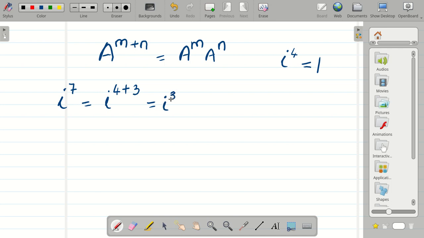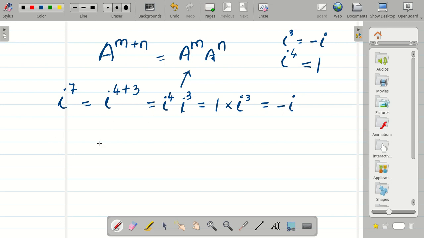Am I right? Are you confused? I'll do one thing. I'll just make it i to the power 4 into i to the power 3. I just applied the laws of indices. But what is i to the power 4? I think you already noted it. So you're going to get 1 into i cube. Now take a look at the list. I'm sure you have the value for i cube, and that is minus i. So what's the answer? Minus i.